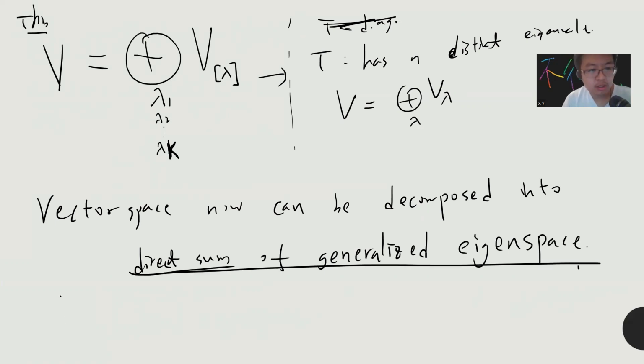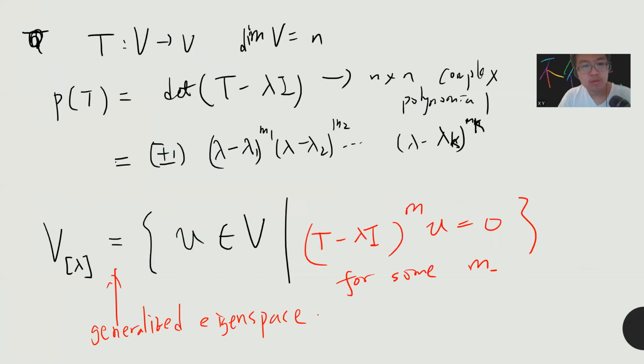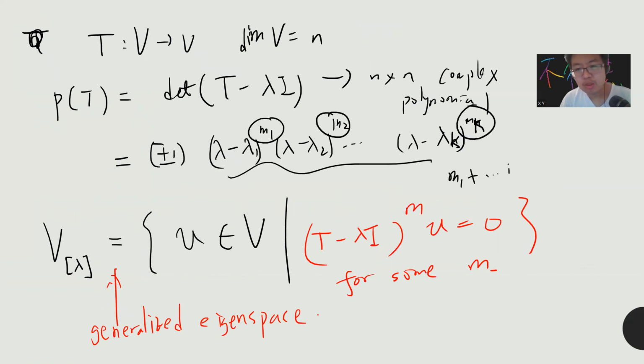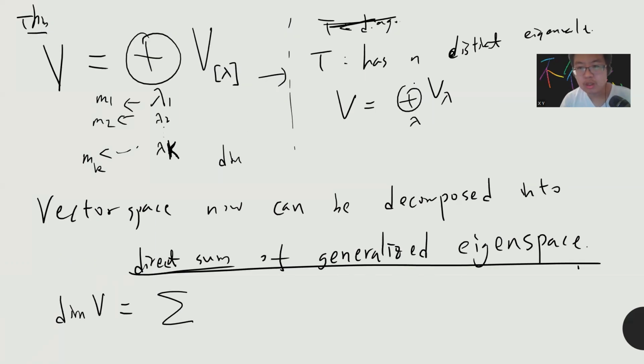Okay, and obviously if you take dimension V, the dimension of V will be the sum of the multiplicities: lambda 1 corresponding to m1, lambda 2 corresponding to m2, up to lambda k corresponding to mk. So this will be m1, m2, up to mk, and m1 plus through mk will be n, because this is an n by n matrix, a complex degree n polynomial. So the sum of mi, i from 1 to k, is n.